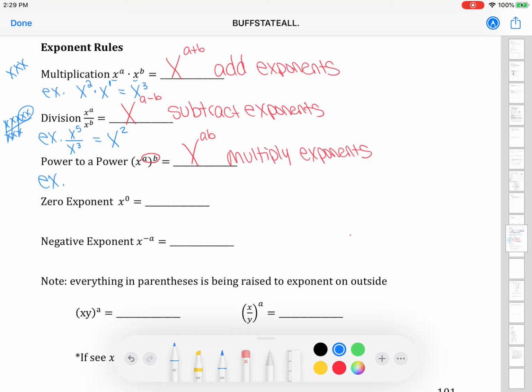Okay, so for an example, for exponent to exponent, or a power to a power, let's use those same numbers. I'll do x to the 5th cubed. Okay, so x to the 5th cubed, I multiply my exponents together and I get x to the 15th.